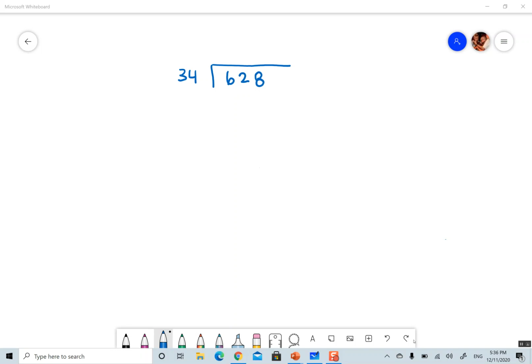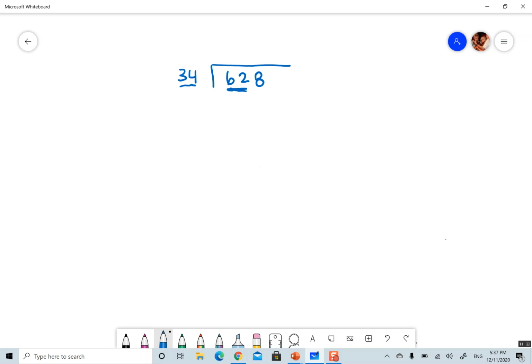But before I do that, I want to talk about how we do long division with numbers because the process is very, very similar. So here I've got an example. I've got 628 divided by 34. And if I were going to do long division by hand with this, I would want to see how many times 34 goes into 628. I can't tell. So I start with the 6, and I see that 34 doesn't go into 6.